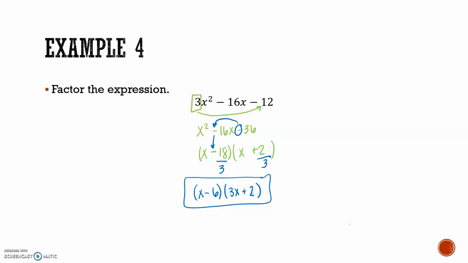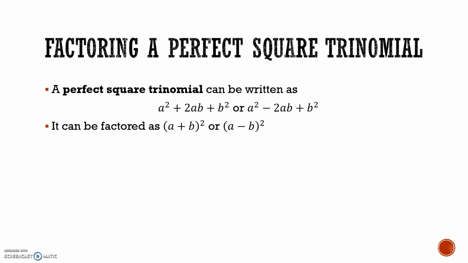All right, we are going to move on, and we're going to look at some special cases. There's something called a perfect square trinomial, and it's in this form where we have a squared plus 2 times a times b plus b squared, or that could be the same thing, just the sign in front is a minus.